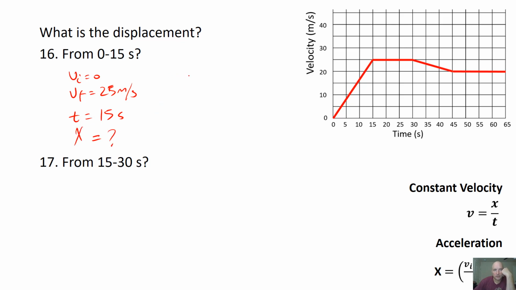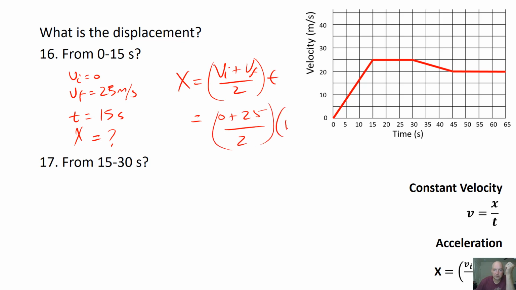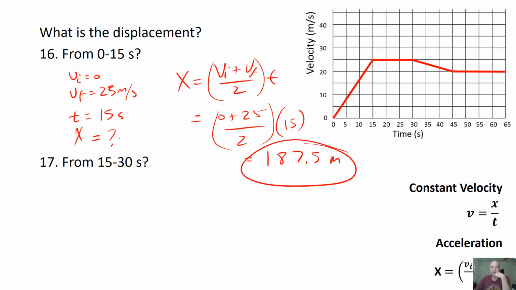And we have this one equation we can use: x equals (VI plus VF) over 2 times time. So x equals (0 plus 25) over 2 times that 15. We put that in the calculator. 25 divided by 2 equals 12.5. We multiply that by 15, and we get 187.5 meters. Once again, we were looking for x, so meters is the unit for our displacement.